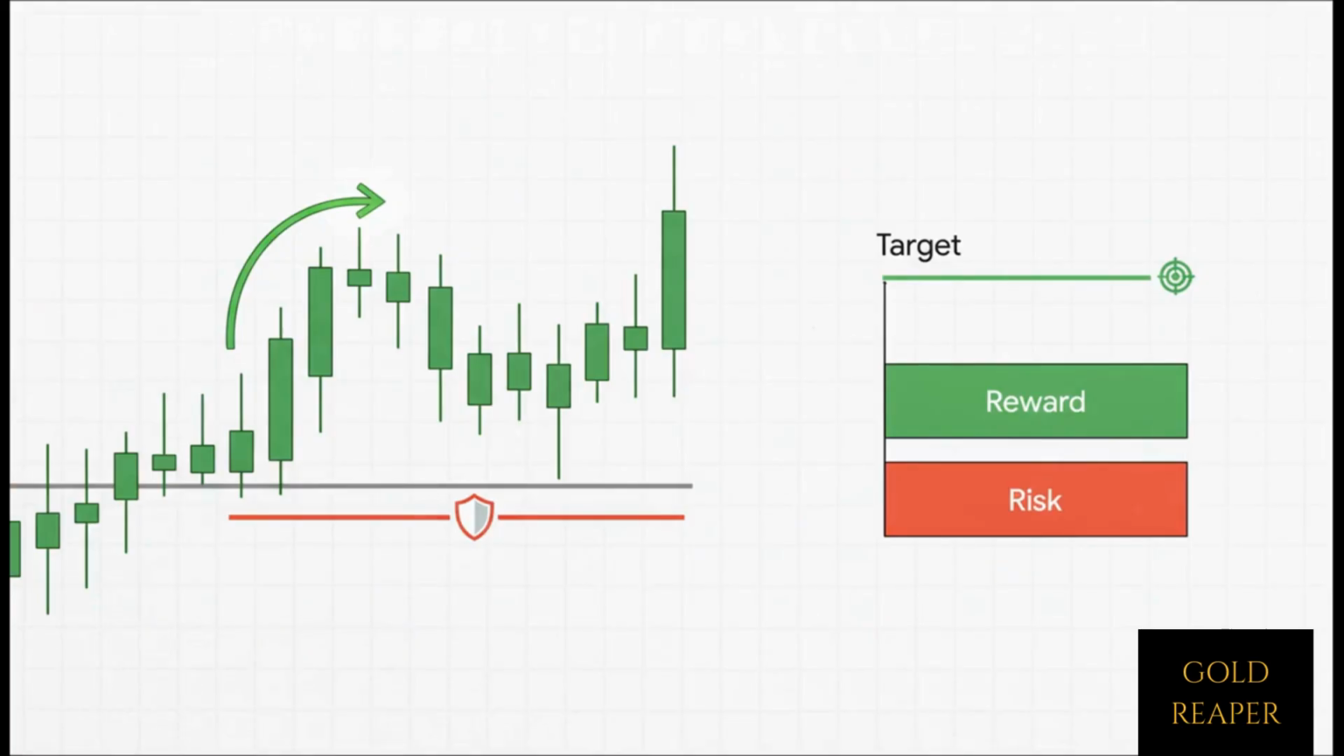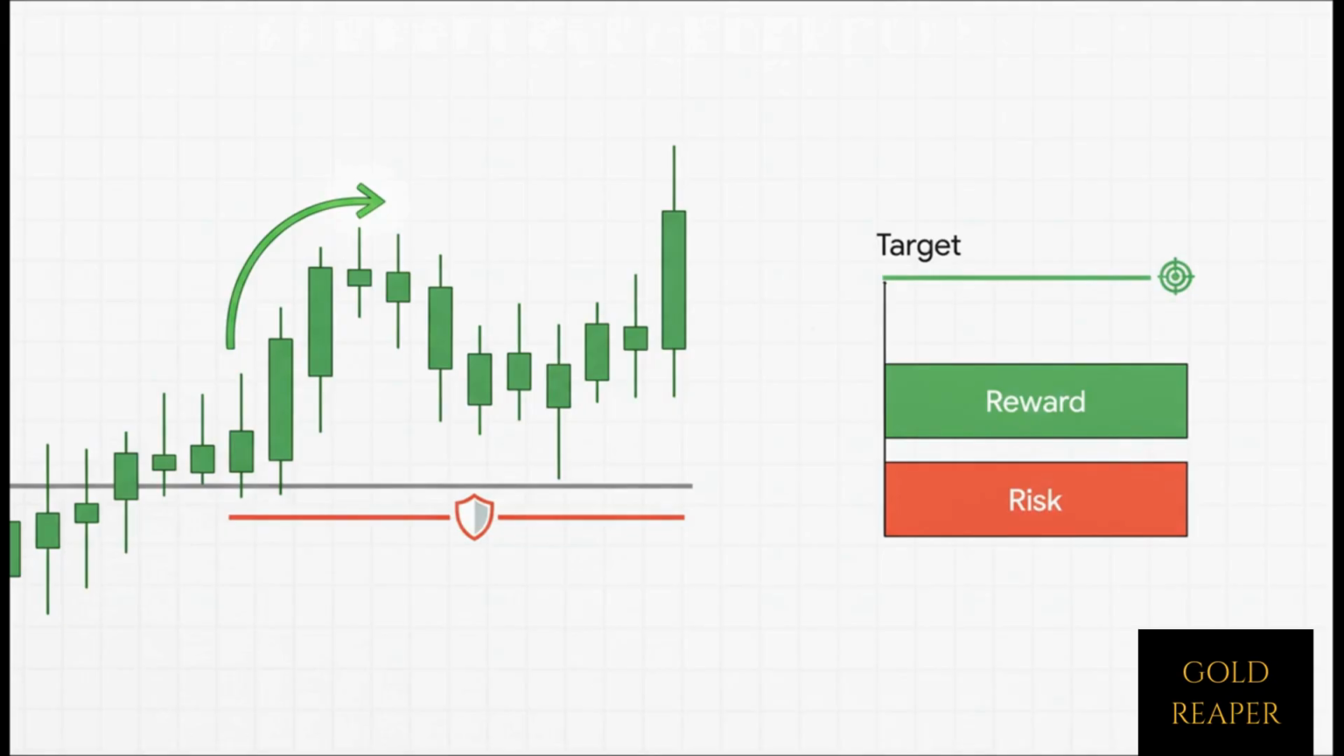Okay, so the signal is confirmed. How do we actually manage the trade? It's simple. Your entry is on the close of that breakout candle. Your stop loss, your safety net, goes just below that resistance line you just broke, because it should now act as a new floor of support.